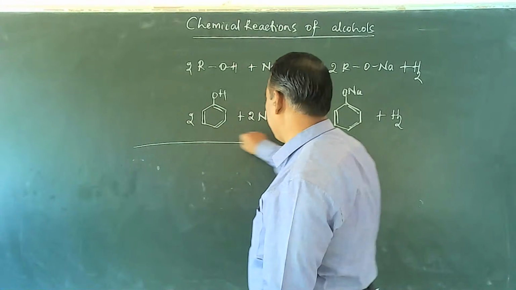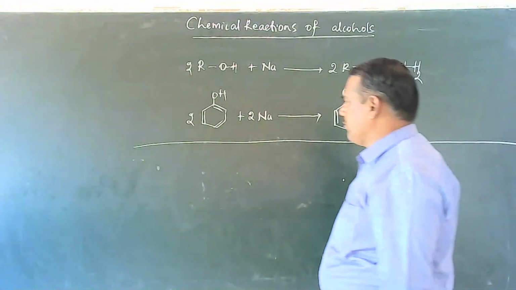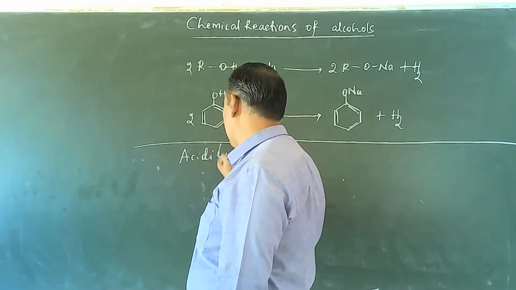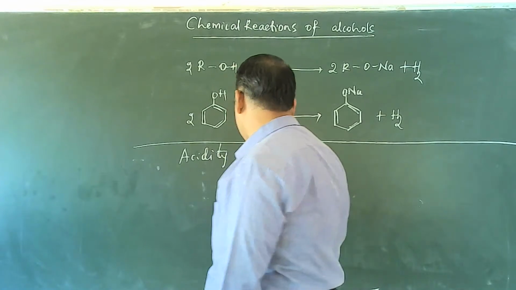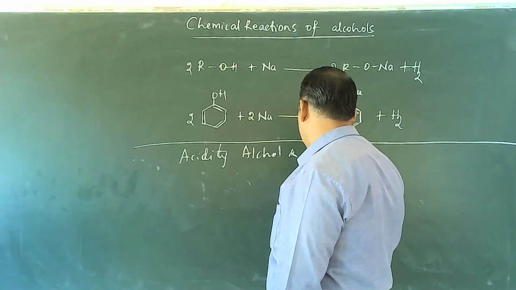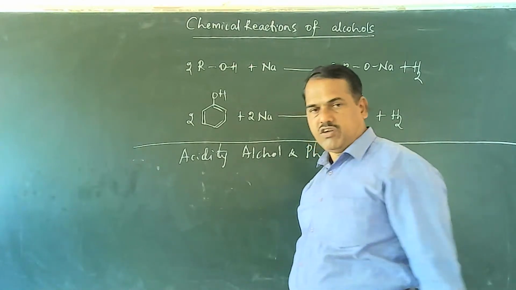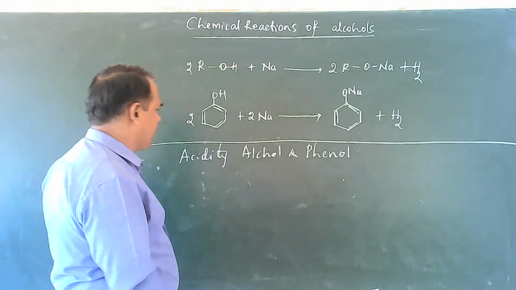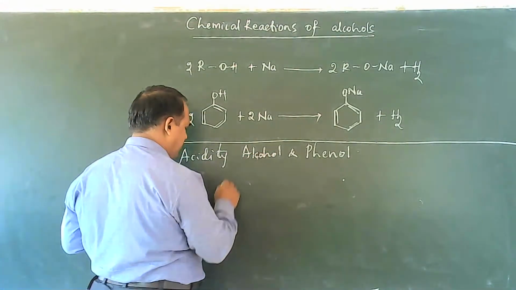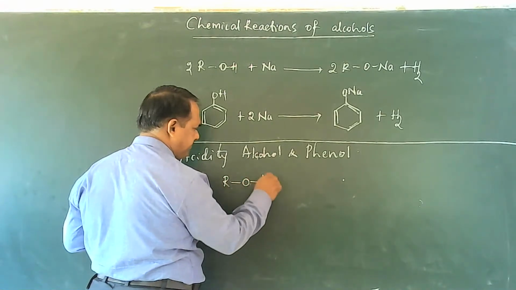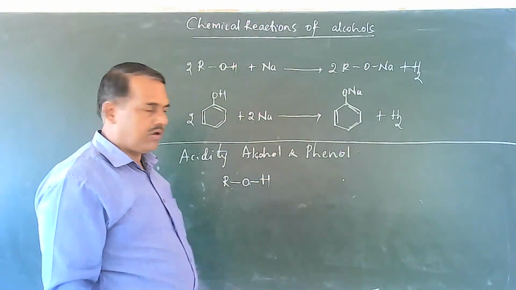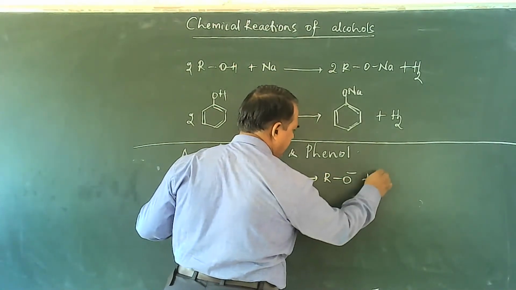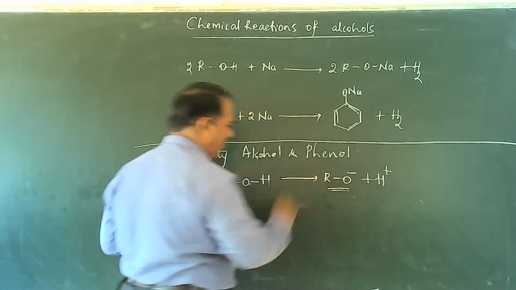So this is one type of reaction. Now we shall study the acidity of alcohol and phenol. In the acidic character of alcohols, alcohol ROH can split into RO minus plus H plus. The alkoxide ion is formed.